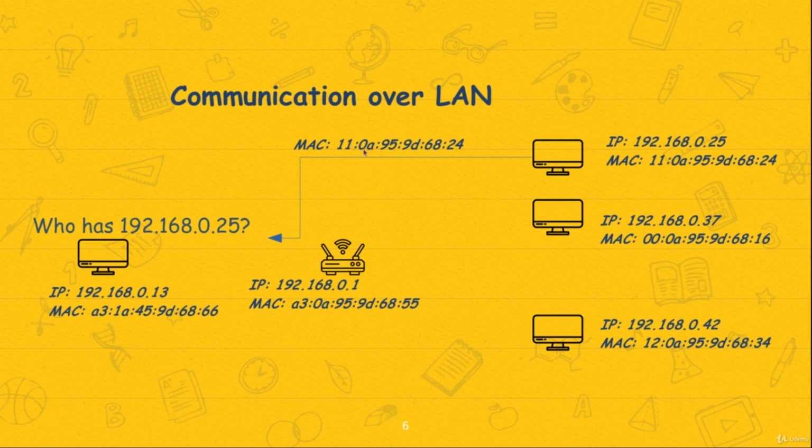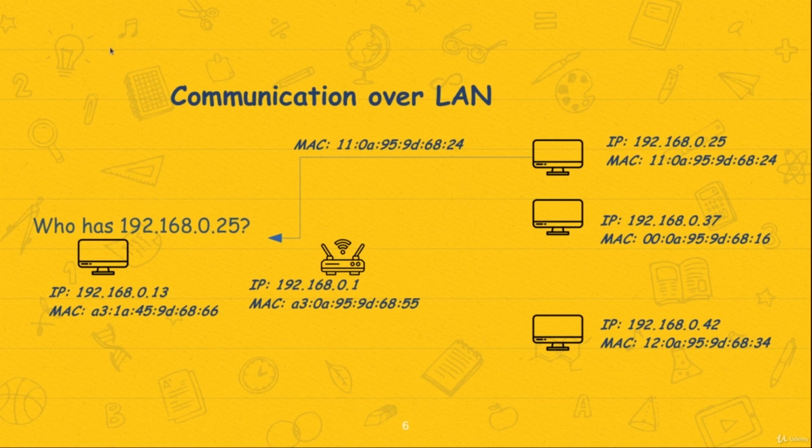So in response, it will reply with its own MAC address, which is 110.A95.90.6824. So in this way, this device has an ARP table. What the ARP table is basically, is a list which contains mappings of IP addresses and their MAC addresses.